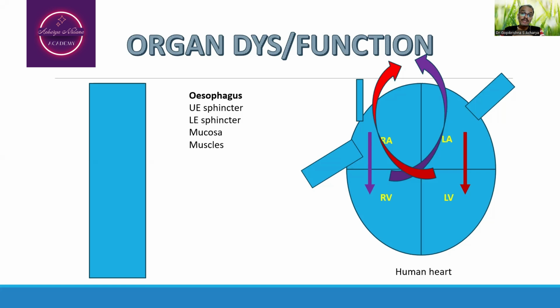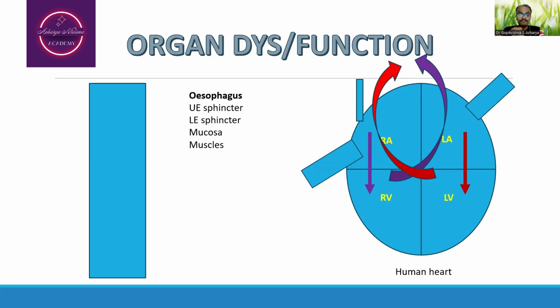That is one major function. And when you think about the lower esophageal sphincter, it is preventing the movement of the food which is present in the stomach into the esophagus, which is a little bit harmful to the esophageal mucosa as it contains hydrochloric acid.